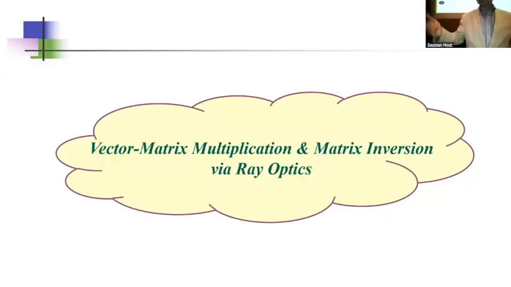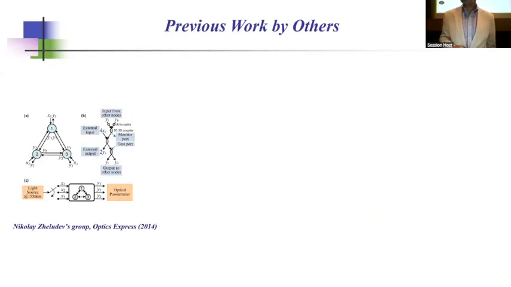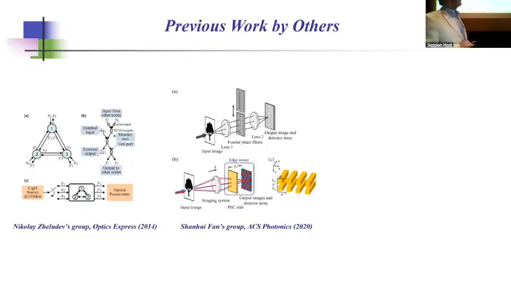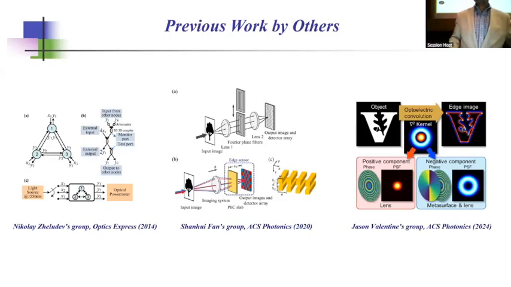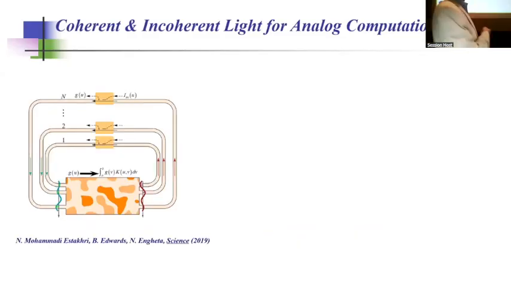Of course, the literature is full of various different results from the past. I would like to mention 3 of them: the work of Nikolai Gelidel, my friend, which shows how optical fibers can do matrix multiplication. Shanhui Fan's group, and also Jason Valentine's group, showed that with incoherent light, they can do some sort of imaging. For our work, we decided to look at ray optics. One of the reasons we wanted to do that is to build on what we had done in the past. I've already shown you this picture many times before.